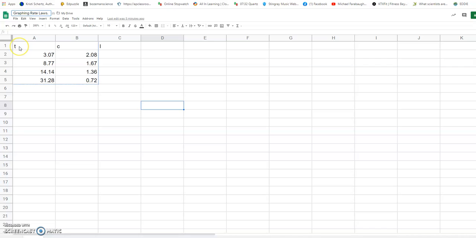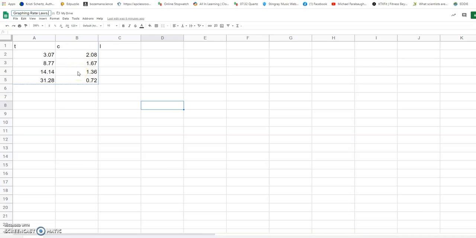So I've got time T, and this is my time data. This is from problem number 1, on the 3rd page under conclusion questions of your handout. Your concentrations are here. This is the decomposition of N2O5, and here are my concentrations.